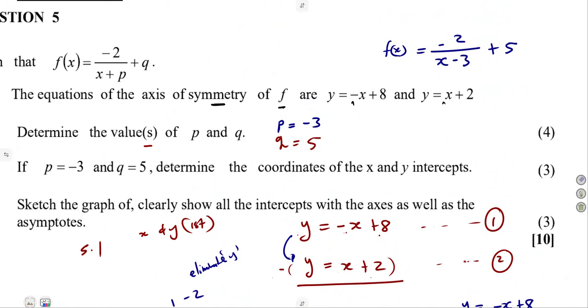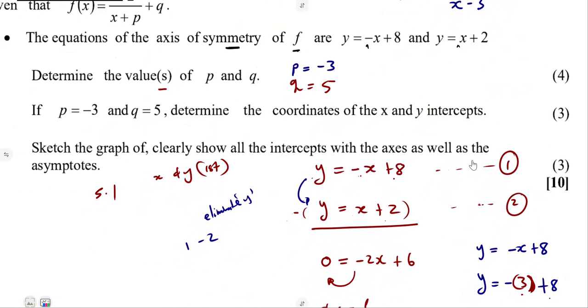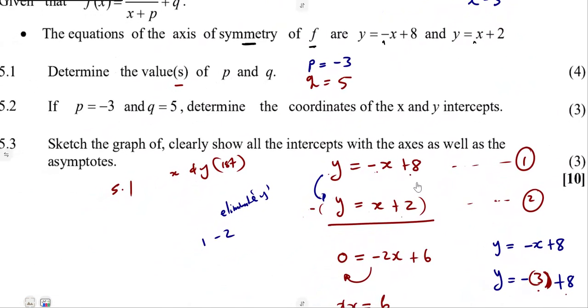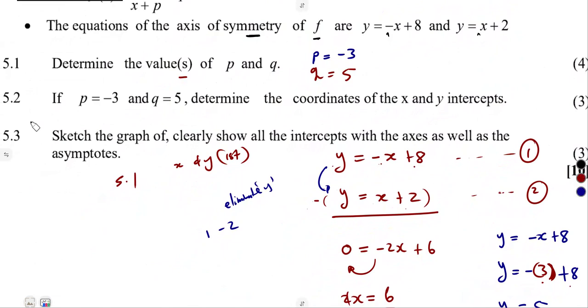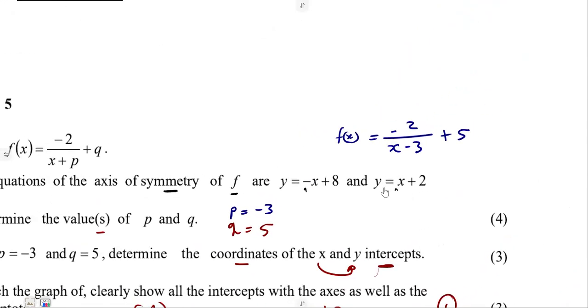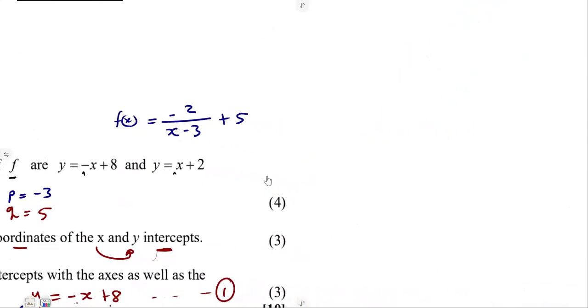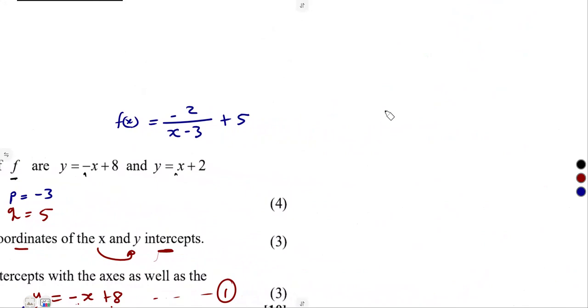Then after that, they want us to sketch. There's something here, 5.2, if p is minus 3, exactly what we have there. Q is 5. Determine the coordinates of the x and y intercepts. So we are going to work with our function f of x. Remember, we have p and q now, so the x-intercepts can be determined. All right. So that is it.